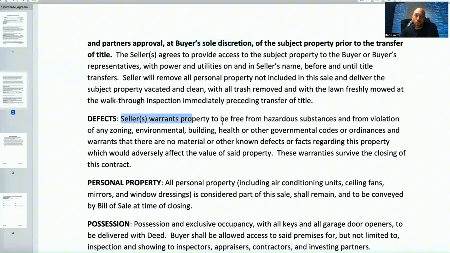Defects: seller warrants the property to be free from any hazardous substances, from violation of any zoning, environmental, building, health, and/or other governmental codes or ordinances, and warrants that there are no material defects. So this is saying if there are any hazardous substances inside of the property, the seller is taking that liability on their side.